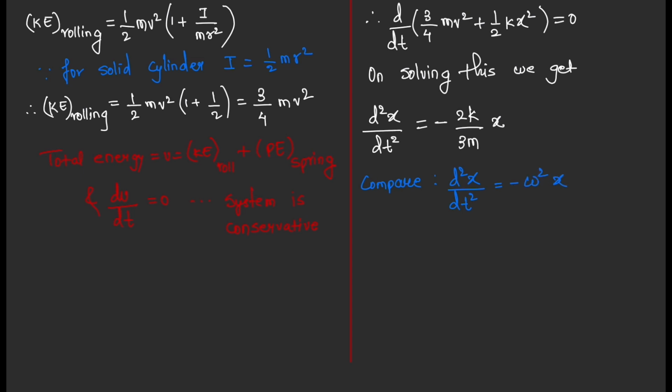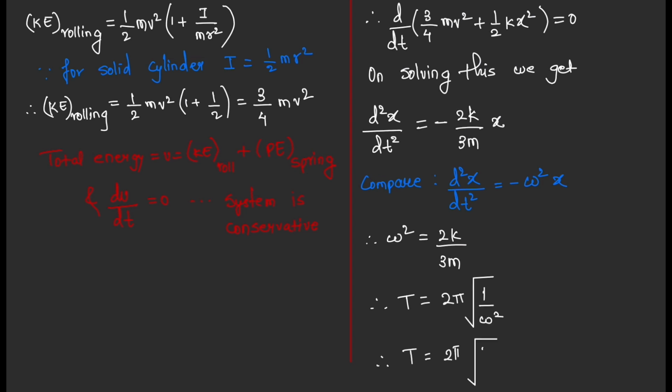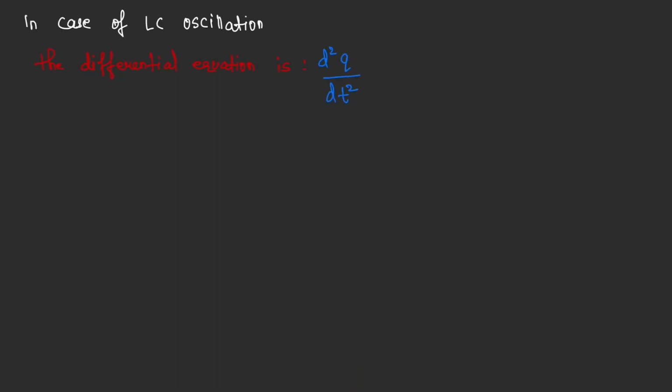We can compare this with the equation of SHM, that is d2x by dt square equals minus omega square x. On comparing this, we can find the time period T as 2 pi under root of 1 upon omega square. Therefore, T equals 2 pi under root of 3m by 2k.